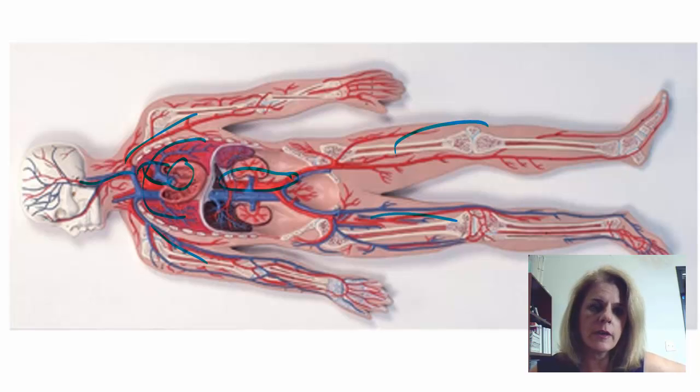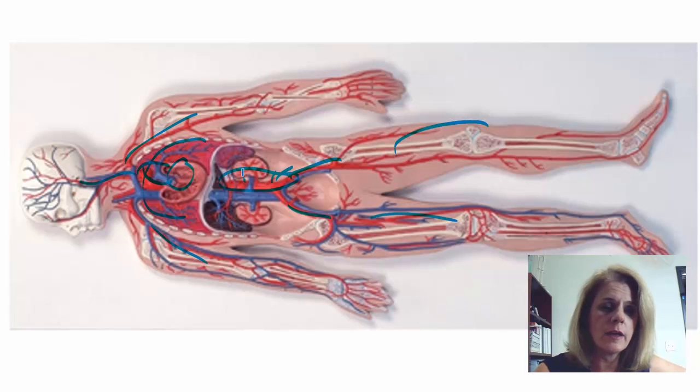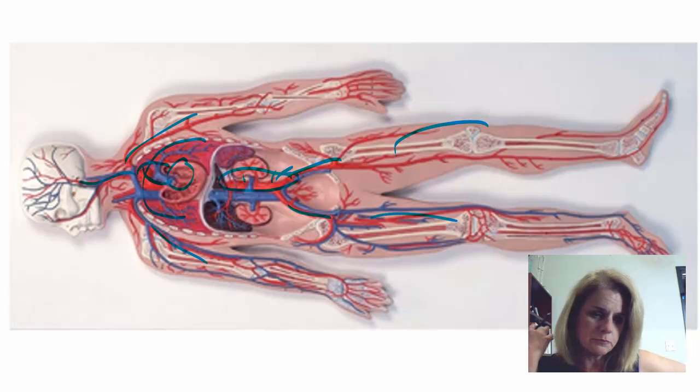All right, this abdominal aorta, as we've talked about before, branches off to go to the legs. But you also have branches off of the abdominal aorta that go to the various organs, like the stomach and the liver and the spleen.